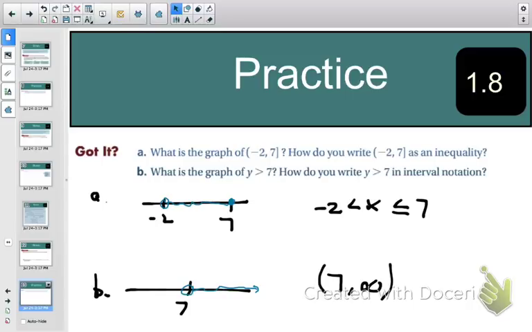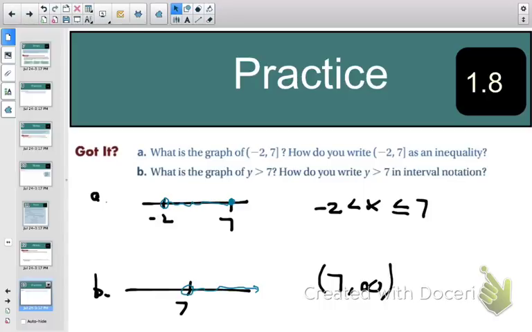Okay, so hopefully your answers look something like this. So A is a compound inequality with and, so it's everything between -2 and 7. And we can write that as -2 is less than x is less than or equal to 7. It's equal because the bracket is on the 7. Parenthesis on the -2 because it's not equal to. Okay, and then B, this is just a singular inequality. So we have y is greater than 7. So I put an open circle on the 7 and shade it to the right because it's greater than. And then I wrote my interval notation. It starts at 7, not inclusive, so parenthesis, goes to infinity, which is also a parenthesis. Okay, so it should look like that.